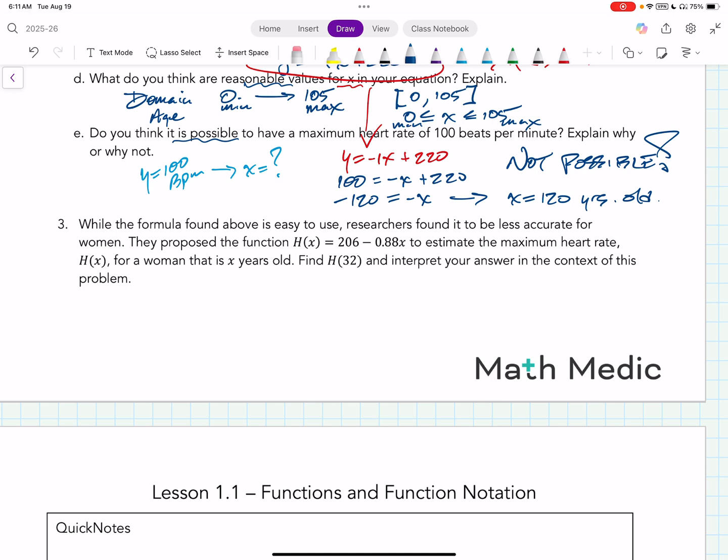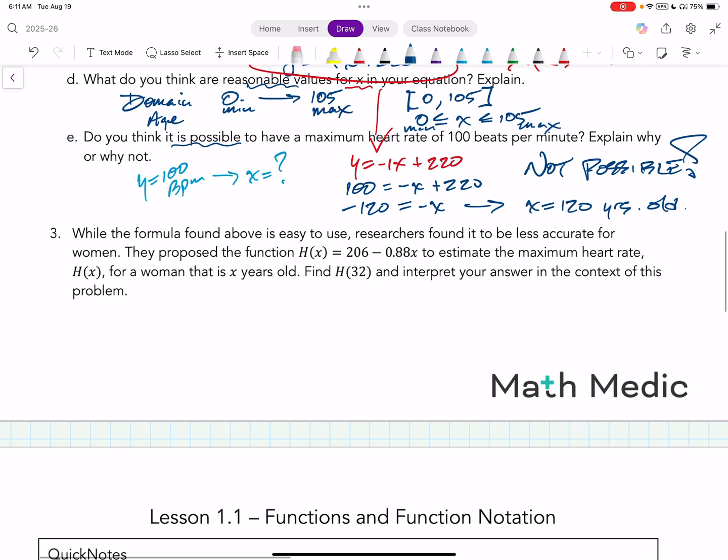And then right here, write a formula found above. While the formula found above is easy to use, research has found it to be less accurate for women. The proposed function h of x, which is equal to 206 minus 0.88x, estimates the maximum heart rate for women that are x years old. So x is age, and h is your maximum heart rate function. They ask you to evaluate the function and find h of 32, and then interpret your answer and explain it in the context of the problem.